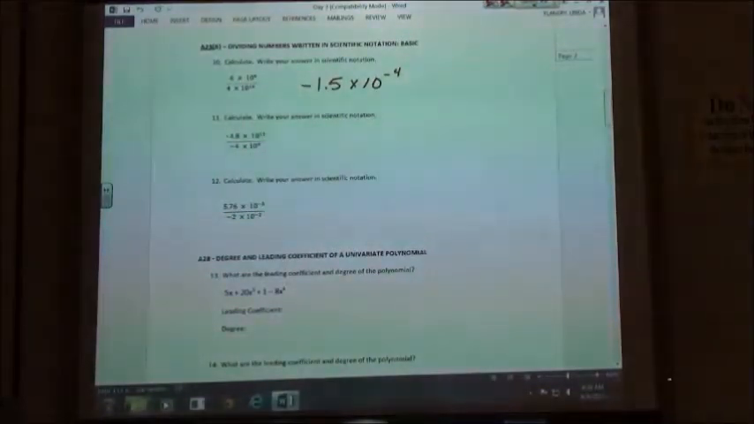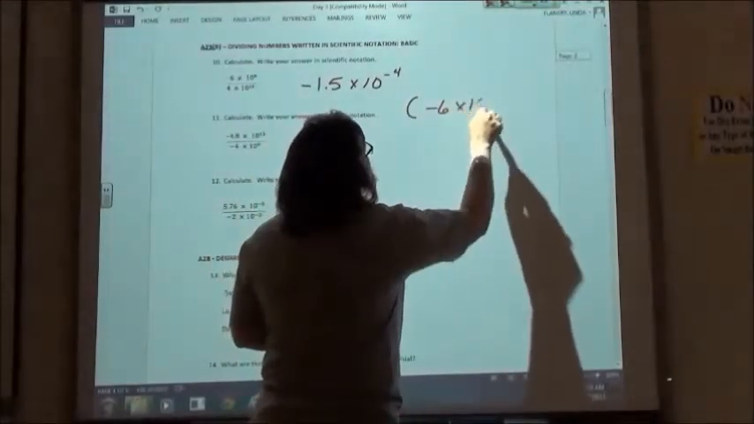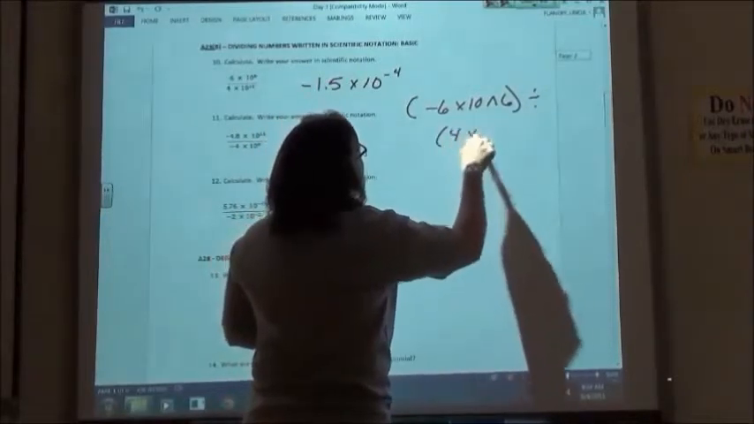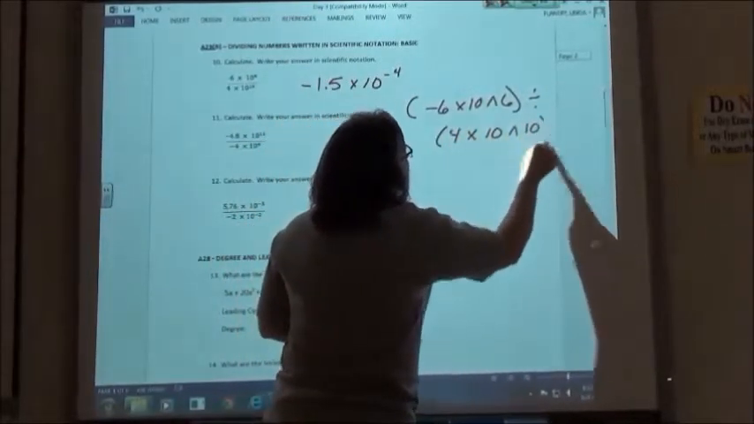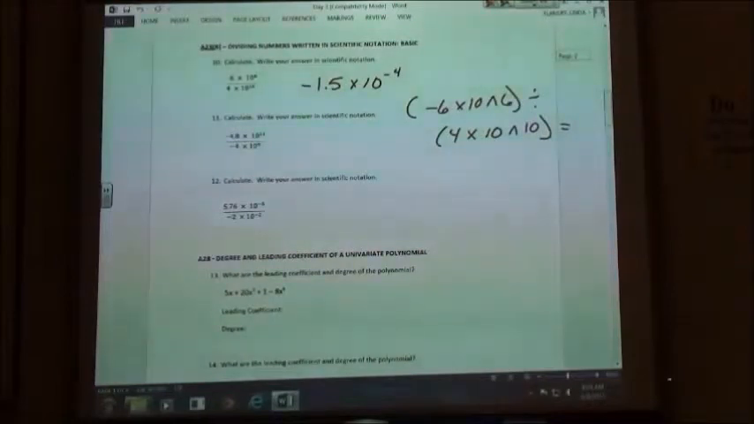Just for fun, on your calculator, we're going to do negative 6 times 10 to the 6th power, and then we're going to divide that by 4 times 10 to the 10th power. Depending on what kind of calculator you're using, it'll show up a little bit different on your screen. Casios put the little 10 way over on the side, but just so you know how it looks and works, in case you happen to be taking a science class where you have to do scientific notation.